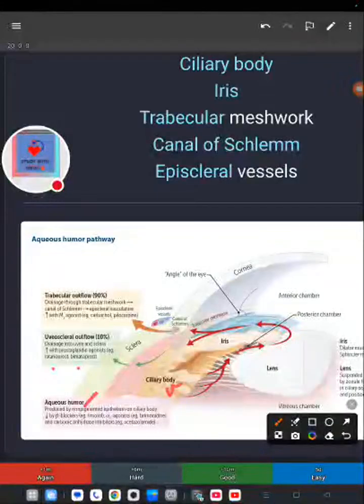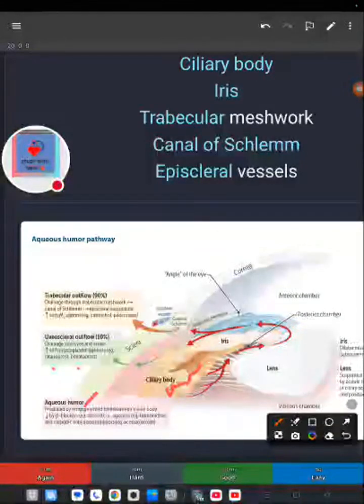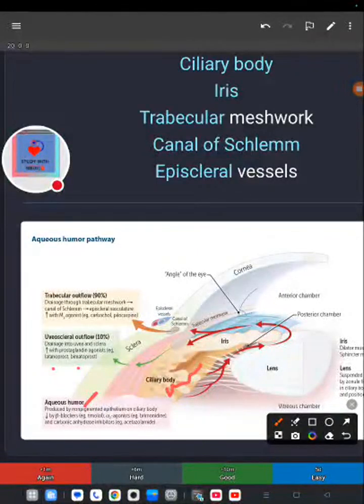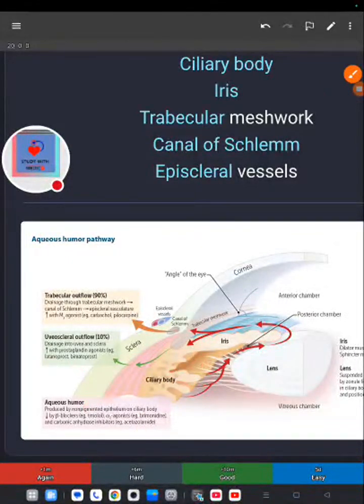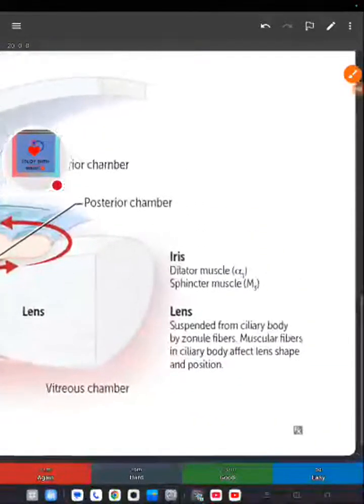So this is the ciliary body, non-pigmented epithelium, pars plicata. How can you reduce aqueous humor? By beta blockers like timolol, alpha 2 agonists like brimonidine, and carbonic anhydrase inhibitors like acetazolamide. This will decrease the production.